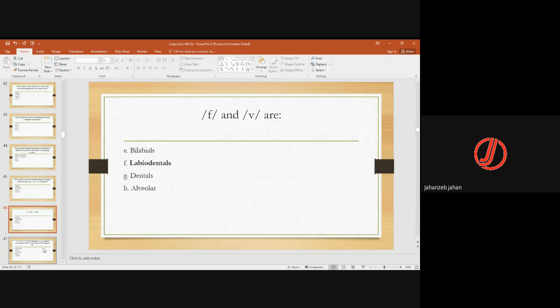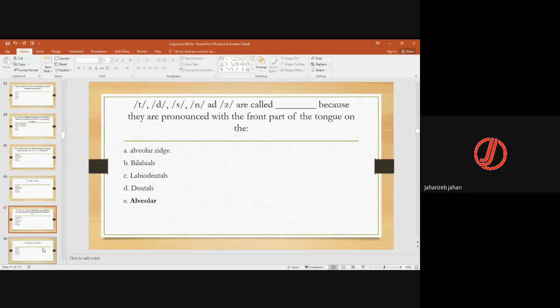F and v. So ये जो sounds हैं, so they are labiodentals. Like हमारे जो lips हैं उनको हमारे ऊपर वाले दांत टच होंगे तब ये साउंड्स निकलेंगी. जब आप ये साउंड्स बोलेंगे तो you will see आपके ऊपर वाले दांत नीचे वाले lips पे टच होते हैं. So that's why these are labiodentals.